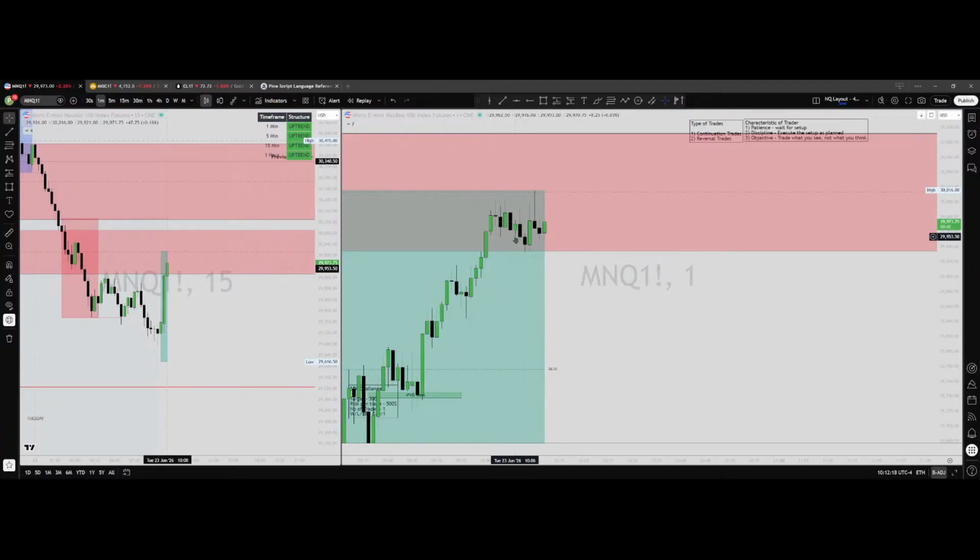But what's this? Another one. Same thing. The thing that happened up here is happening here. It took out this low, went straight up, took out the high, and left a fair value gap behind it, which means this fair value gap should most probably hold. We still have two minutes left for this 15-minute candle to close above here.